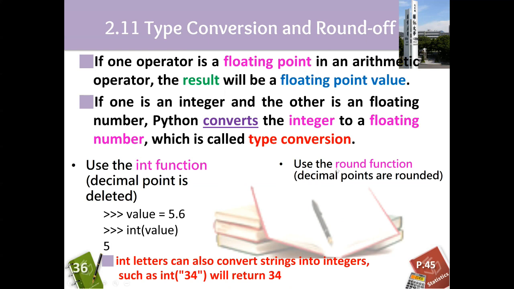Okay. And if we use the round function, decimal points are rounded. For example, when you use round on 5.6, it will equal 6. If it is smaller than 5, it will stay 5. So this is the round function. When the floating value is more than 5, then you add 1 to the next digit. Otherwise, if it's smaller than 5, for example 4 here, if you use round, the value will become 5.